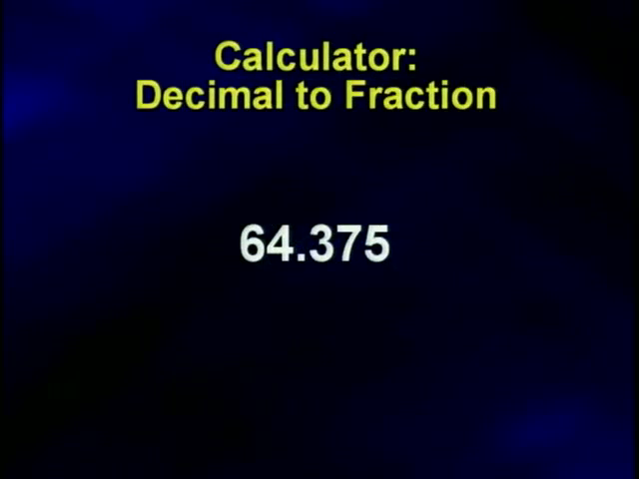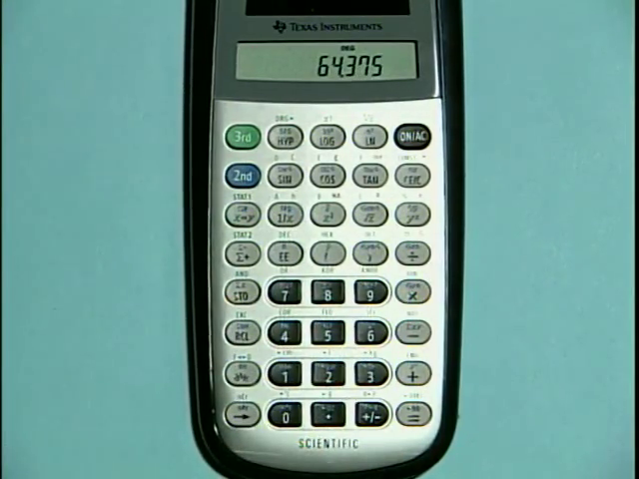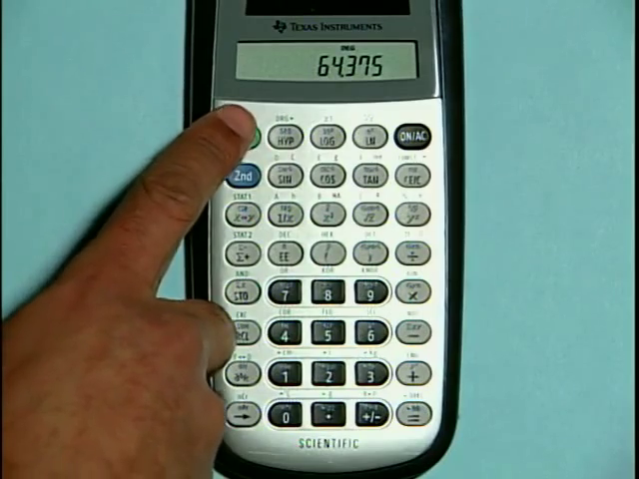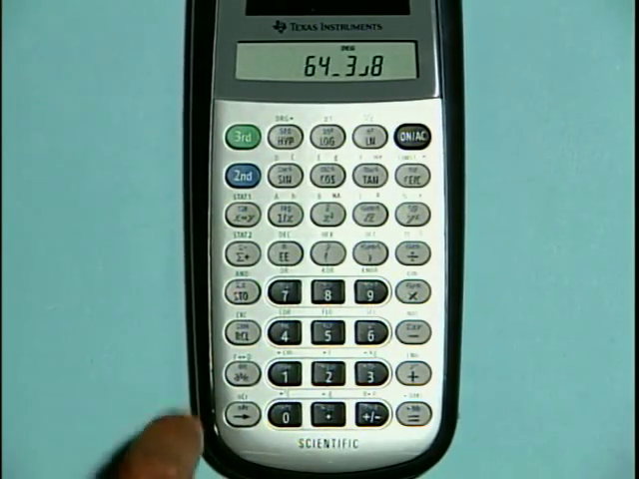Now just to go backwards, if we start with a decimal, 64.375, and I would do the same exact thing. The calculator knows whether you're starting with a fraction or with a decimal. So I'm going to press that third key again and press the fraction key, and it'll give me that decimal as a fraction, 64 3/8.